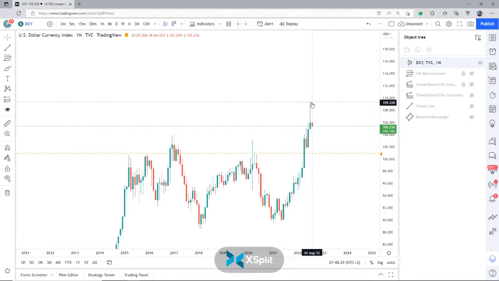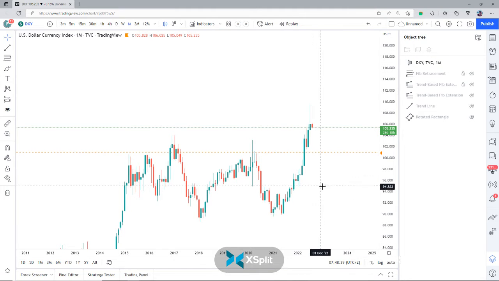We had a move that failed and came back, like here. So we have a small body, a big wick on the top side. Usually this is an indicator of a reversal.